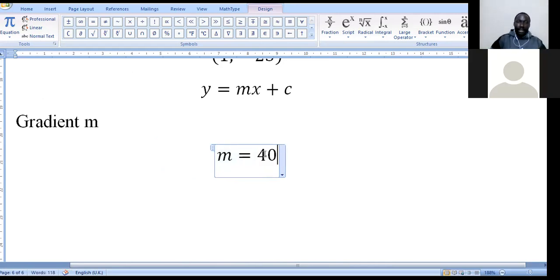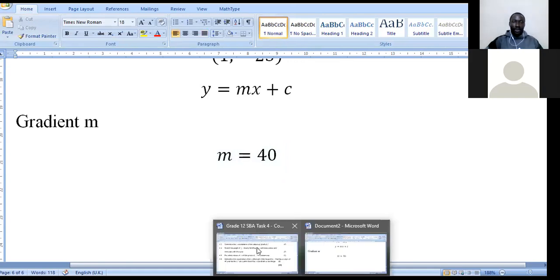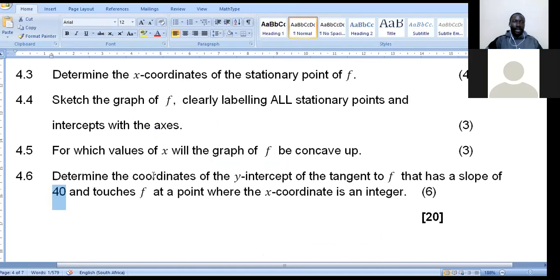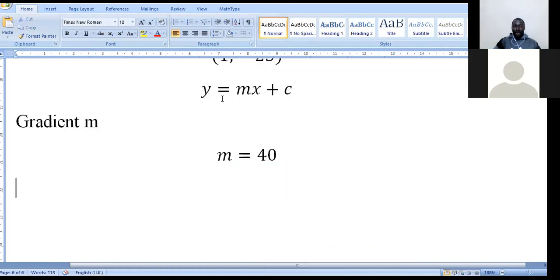So put it there and find the value of C. And what is the value of C? If you read this well, they ask to determine the coordinates of the y-intercept. That's what they're asking for, the C value. So we have y, we have m, we have x. Can we find C? Yes, we can find C. Let's just do it and we conclude with that.